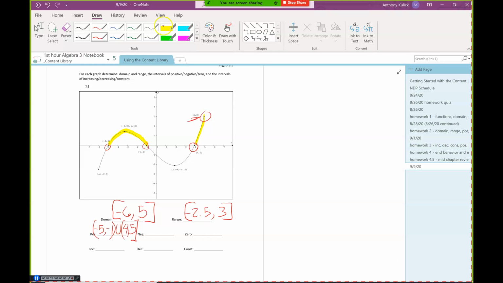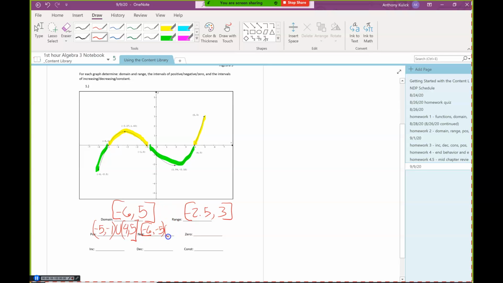Similar for negative, except now we're interested in the stuff that's below the x-axis. So we have a negative part here and a negative part here. Agree with that? Okay, that first negative part begins at the point -6, -2.5, and it ends at that point -5, 0. Now, if I look at that point -6, -2.5, that is below the x-axis, so that gets a bracket. But the point -5, 0 is on the x-axis, that gets a parenthesis.